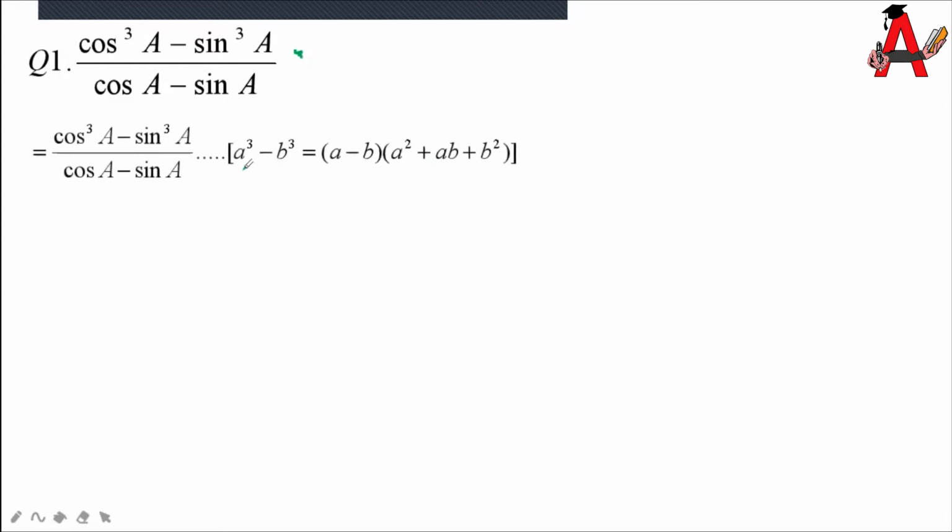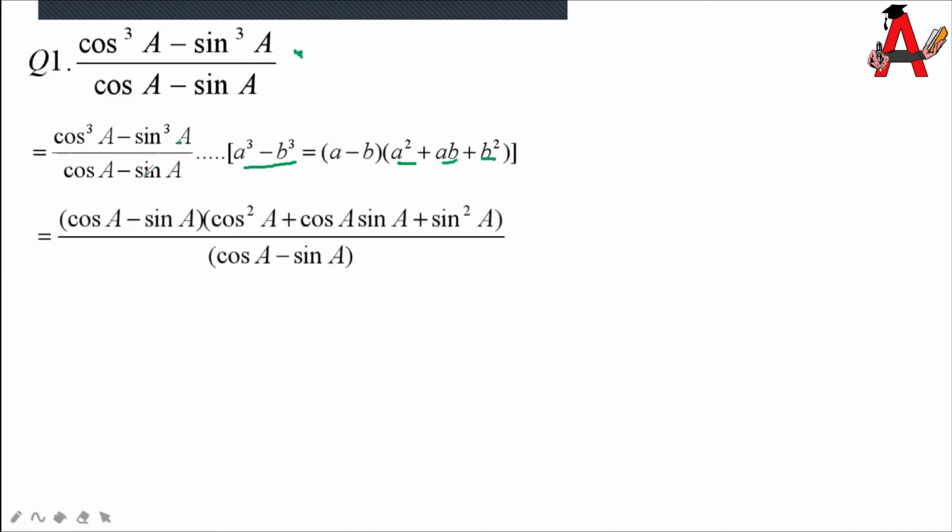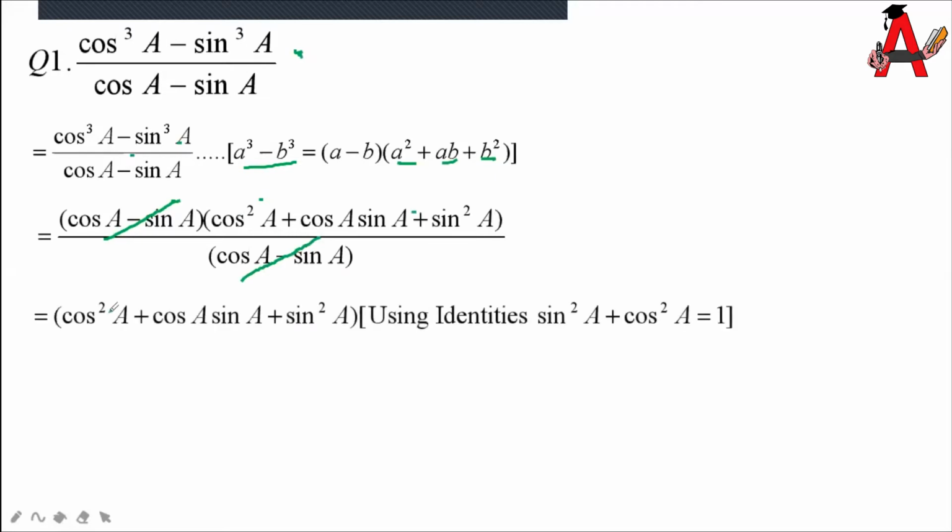So a cube minus b cube is a formula which is (a minus b) into (a square plus ab plus b square). Therefore, we can write cos cube A minus sine cube A as (cos A minus sine A) into (cos square A plus cos A sine A plus sine square A). Further, this cos A minus sine A in the numerator and in the denominator will get cancelled. What will remain is cos square A plus cos A sine A plus sine square A.